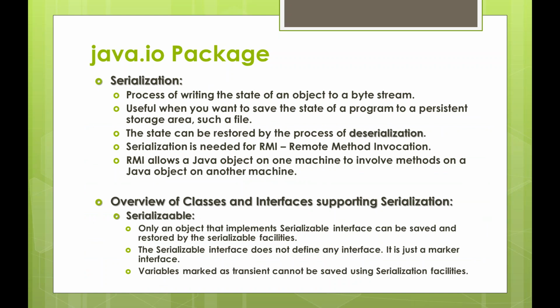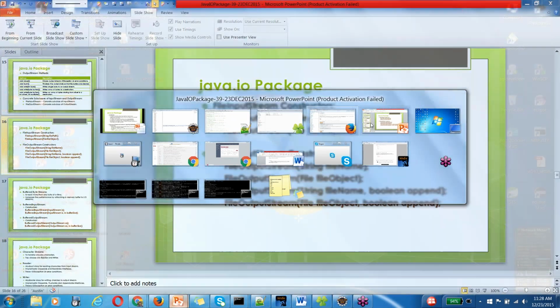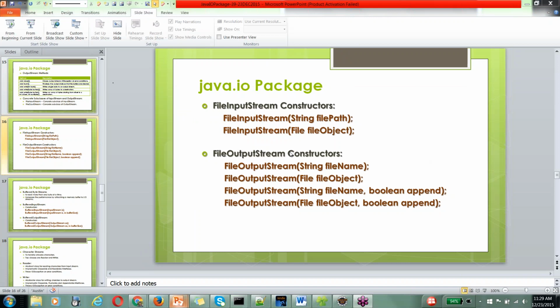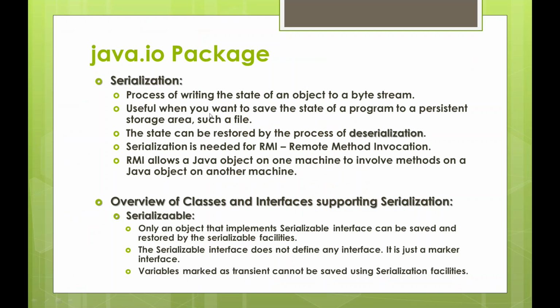So we know a particular object will have different members, right? One is your instance variables, and another is your methods. It may have internal interfaces, it may have internal nested classes and all. So the state of a particular object is defined by its internal instance variables. Say for example you have a requirement where you need to save the state of an object to a byte stream. Here we deal only with byte streams, not with character streams. That is an important point to remember.